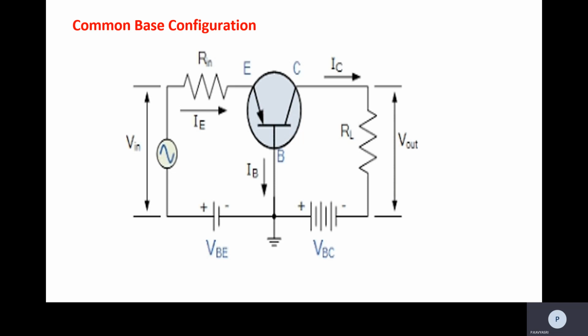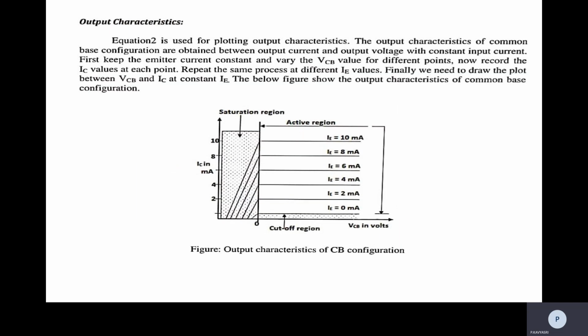Observe here, on one axis we are taking IC, the output current, and on the other axis we are taking the output voltage VCB. First we keep the emitter current IE constant, then we vary the VCB value for different points and record the IC values at each point, and we repeat the same process at different values of IE.